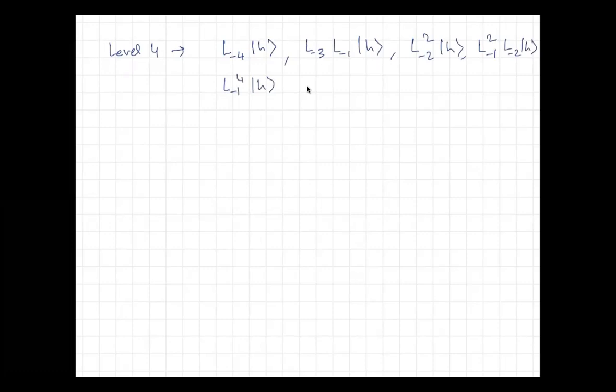Now you see that I'm not writing down something like L. So I've written down L minus 3, L minus 1 acting on H, right? But there could be another state, L minus 1, L minus 3 acting on H.